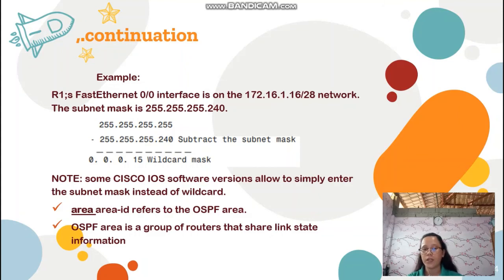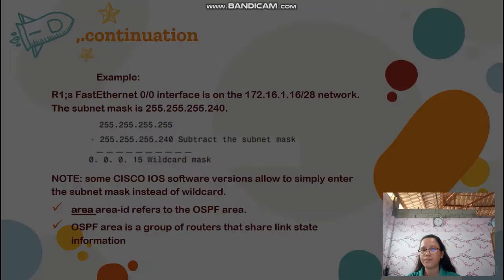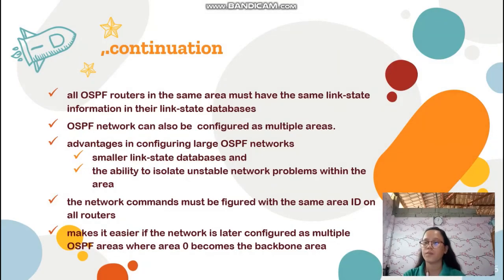Next is area. Area ID. Area ID refers to the OSPF area, wherein an OSPF area is a group of routers that share link state information. All OSPF routers in the same area must have the same link state information in their link state databases. An OSPF network can also be configured as multiple areas.